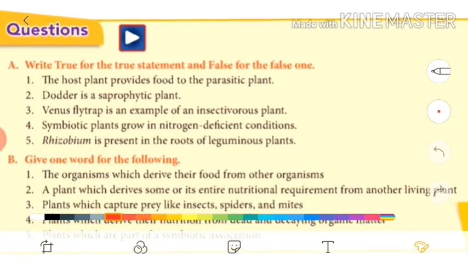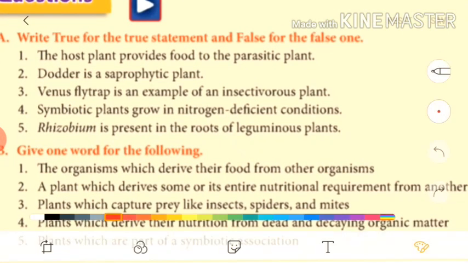So first one is the host plant provides food to the parasitic plant. So this is true, right? Now second one, dodder is a saprophytic plant, so it is false because dodder is a parasitic plant.